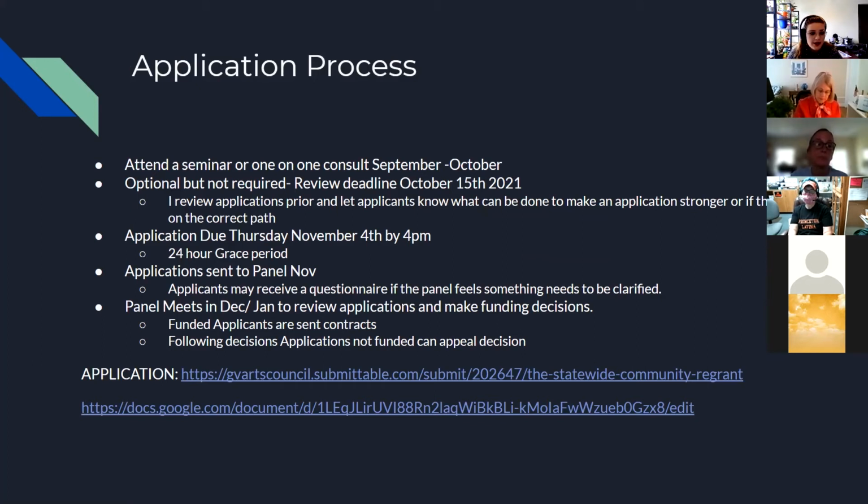So the application process starts with attending a seminar or doing a one-on-one consult in September and October. So you have checked the first box, you have attended a seminar, yay for you. You can, of course, attend multiple seminars or do another consult with me. That is totally cool as well. Something that is optional, not required, but still highly encouraged would be the review deadline, which again is October 15th. That is a Friday. I will review your application, let you know if you're on the right track, if there's things that you could improve, whether or not your application fits with the grant type you're applying for, that sort of thing.